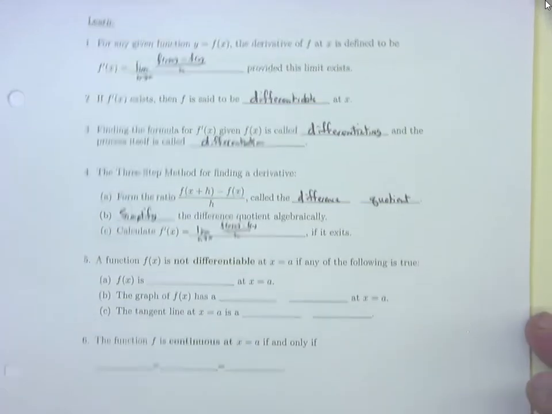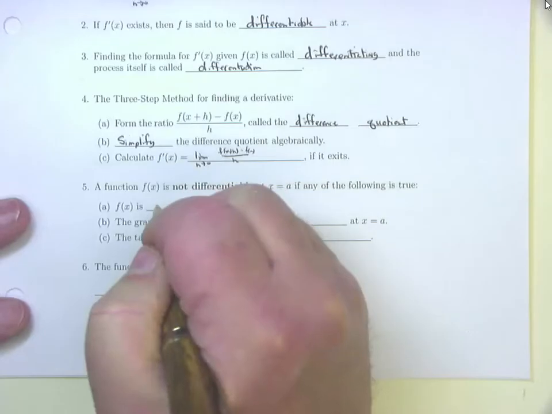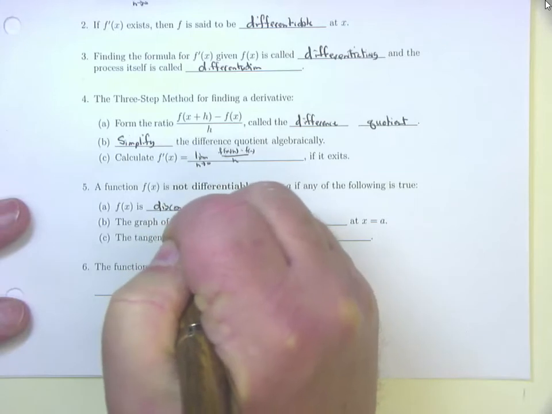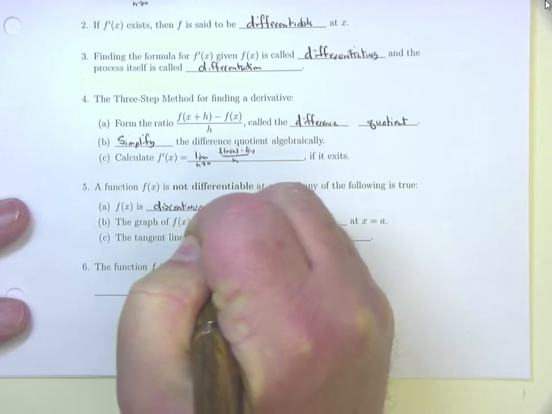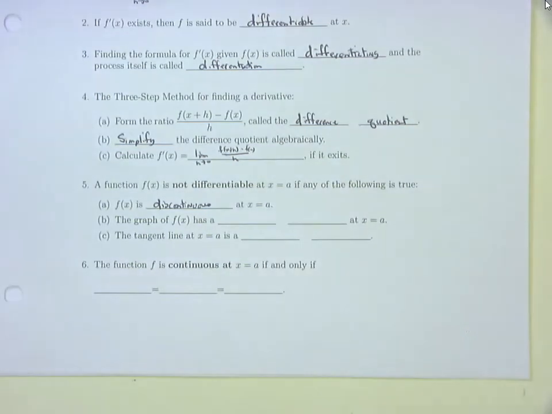Now, in terms of this non-existent thing, take a look at number 5. A function f of x is not differentiable at x equals a if any of the following is true. So when is it not differentiable? You can't take the derivative at that particular point. Number 1, f of x is discontinuous at x equals a. What does it mean to be discontinuous? You've got a break in the graph.